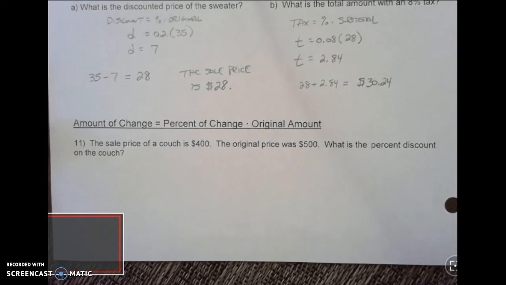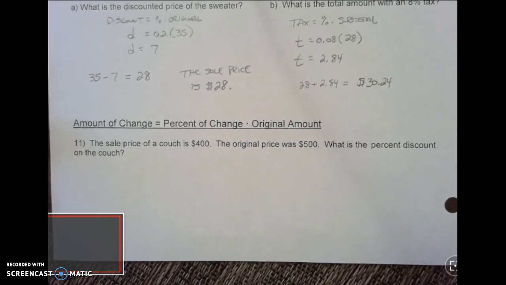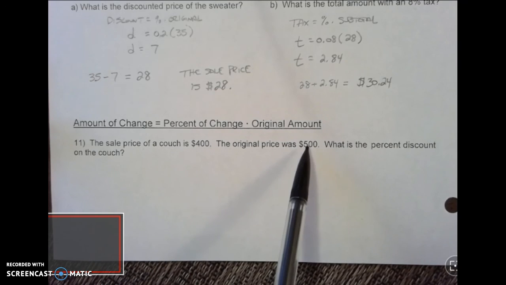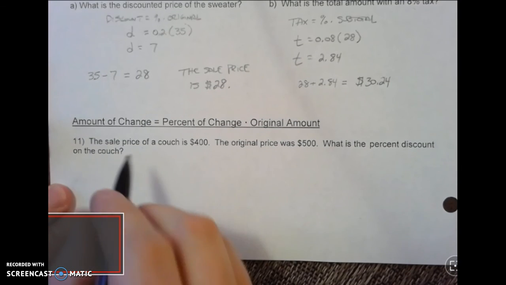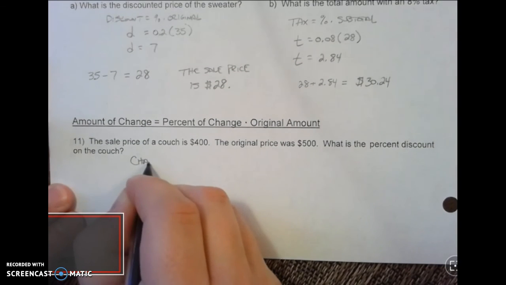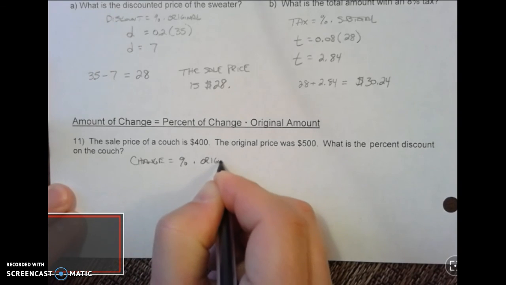In our last example, we're going to try to calculate the percentage of change, just like we had done with the test examples earlier on. Again, the equation says that the amount of change is equal to the percent of change multiplied by the original amount. And so in this case, we're told that the sale price of a couch is $400 and the original price was $500, and we want to know what the percent discount was on that couch. And so I'm going to use my equation. Change is equal to the rate times the original amount.